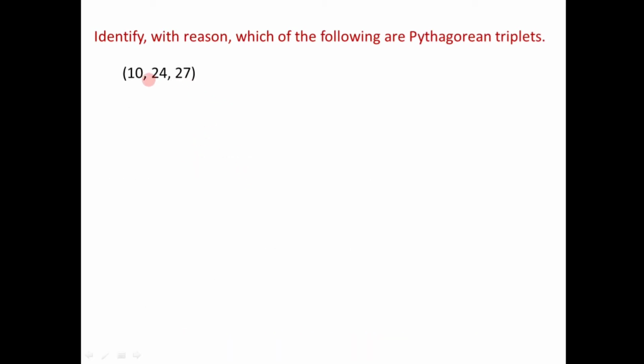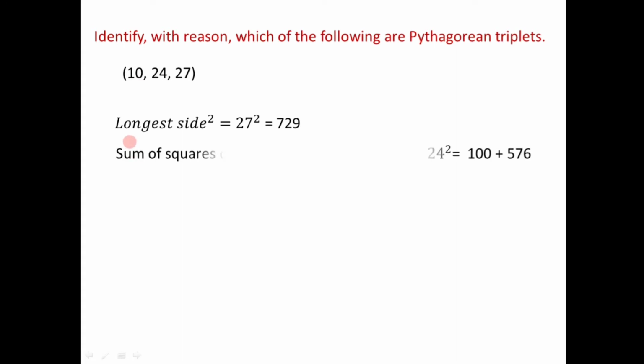Let us solve another problem. Another triplet is given: 10, 24 and 27. Here also, first of all we should pick up the largest number. The largest number is 27. We should take the longest side square, that is 27 square, that's 729. The remaining two numbers are 10 and 24. So we should make the sum of squares of the remaining two sides, that's 10 square plus 24 square. So 10 square is 100 plus 24 square is 576. If we add these two, we get 676.